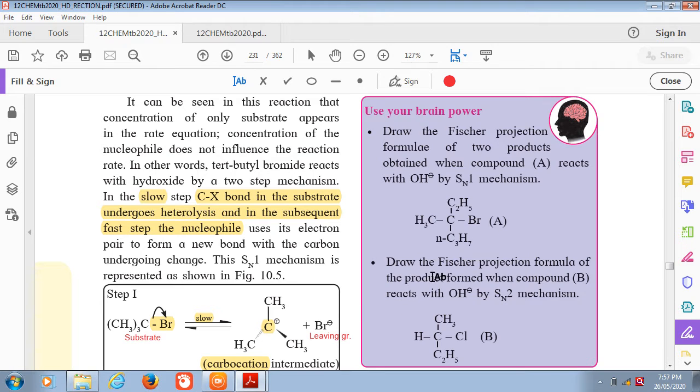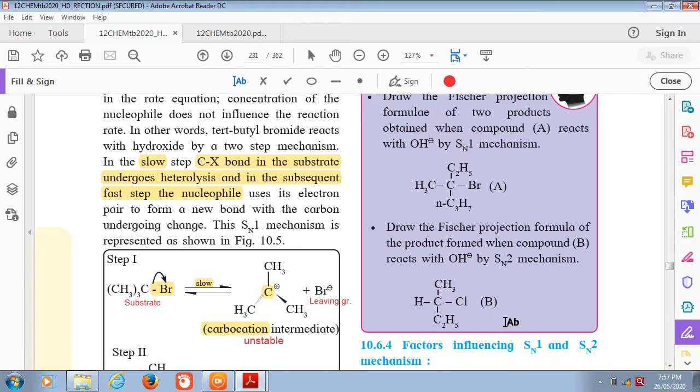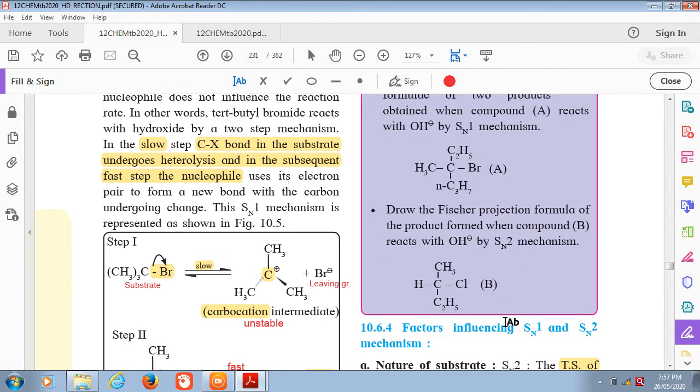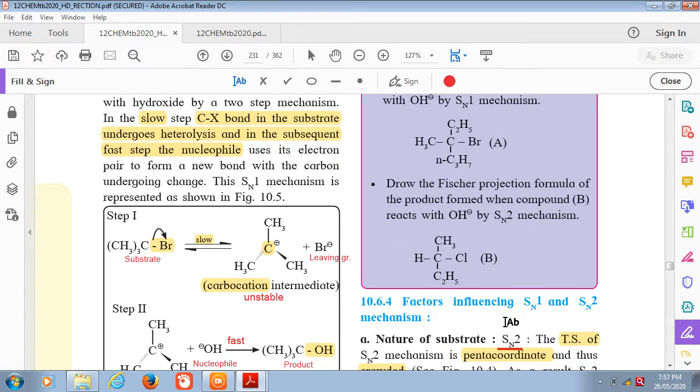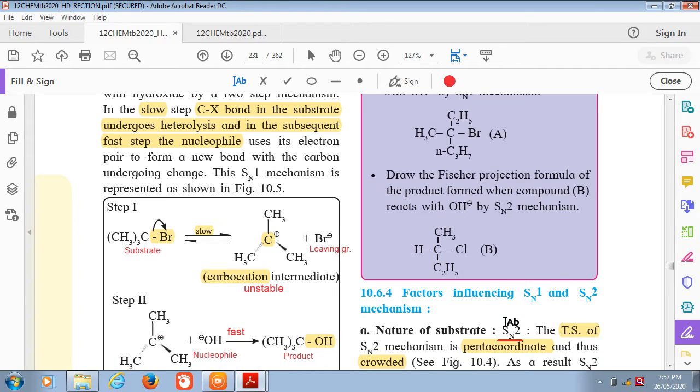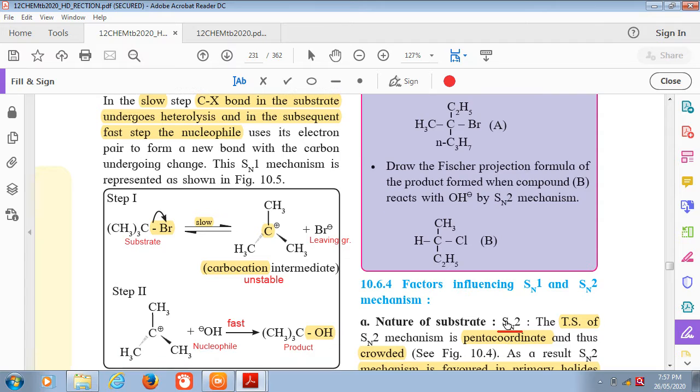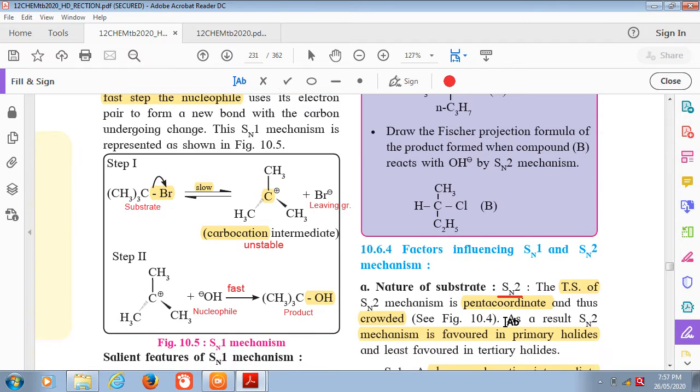Then draw the Fischer projection formula of the product formed when this compound B, that is 2-chlorobutane, is attacked by OH minus. Now there are certain factors which influence the Sn1 and Sn2 reaction mechanisms.